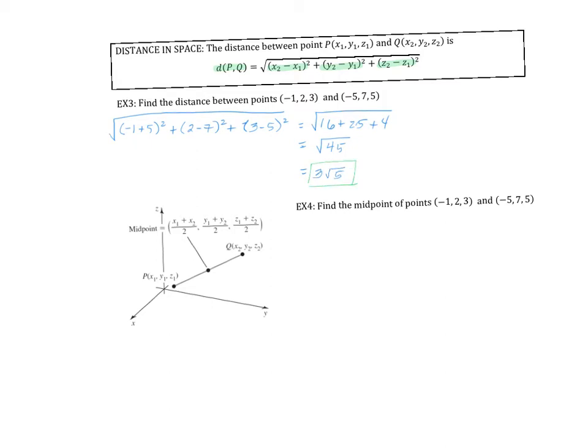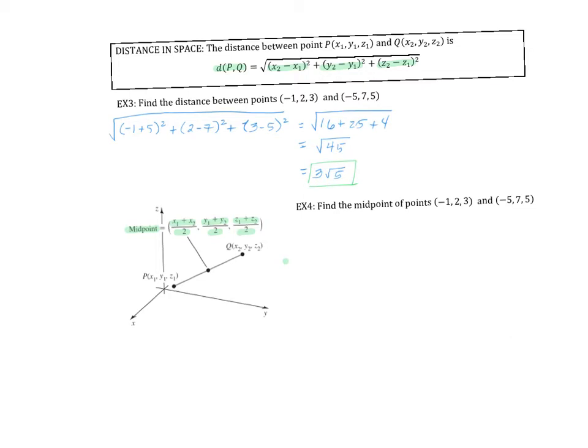Something else we can talk about with points is the midpoint between points. So when we talk about the midpoint, it's going to be a point. So the formula is add the x's, divide by 2. That will give you the first coordinate. Add the y's, divide by 2. That will be the second coordinate. Add the z's, divide by 2. That will give you your third coordinate. Now remember, this is a point.